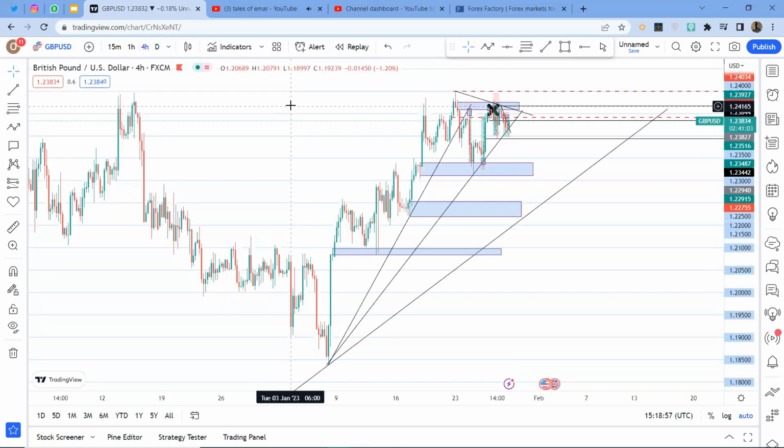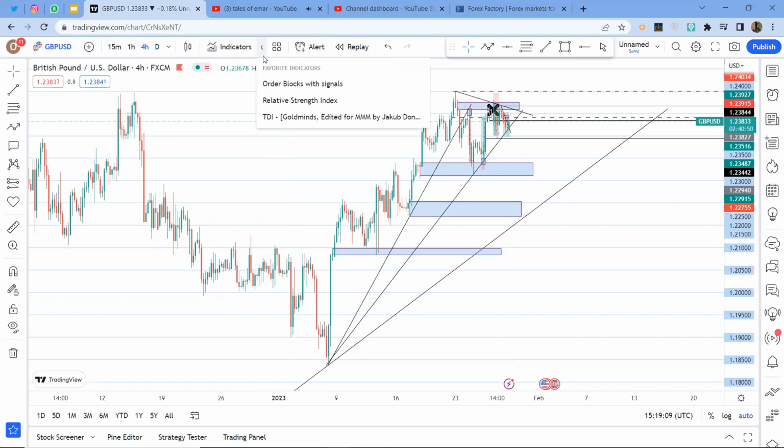We use a strategy called order blocks with signals. Of course, we know some basics of SMC, but instead of drawing out these order blocks and all that stuff, we use the powerful indicator called order blocks with signals. You can look for it in this panel on TradingView.